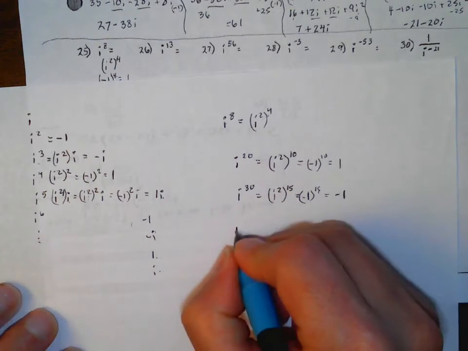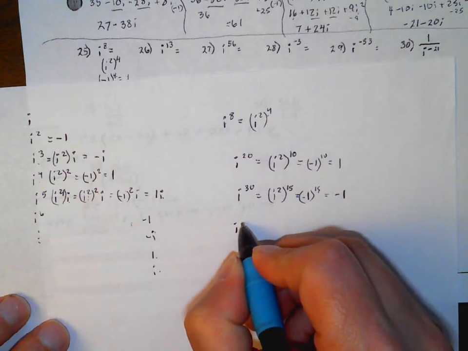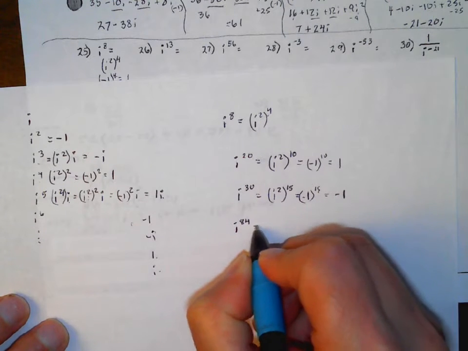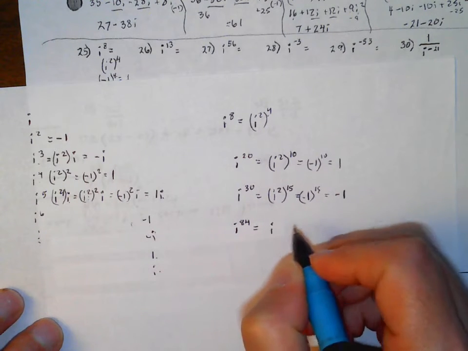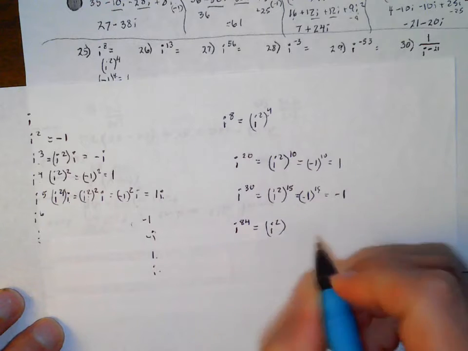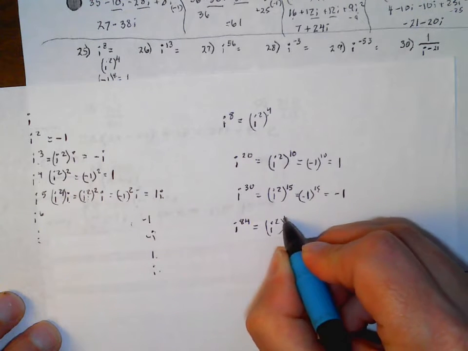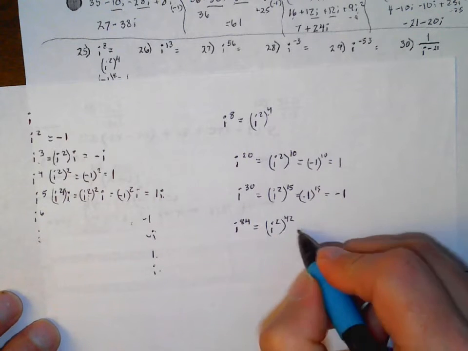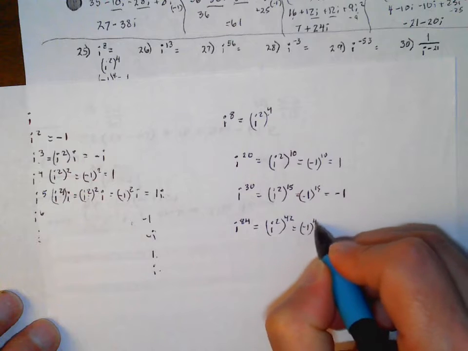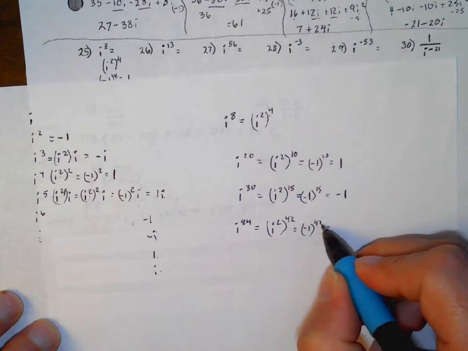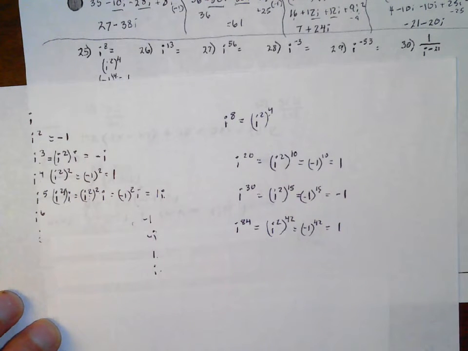Okay, so if I do i to the 84th, that would be i squared to the 42nd, which is -1 to the 42nd power. -1 to an even power is just 1. So we see that pattern there.